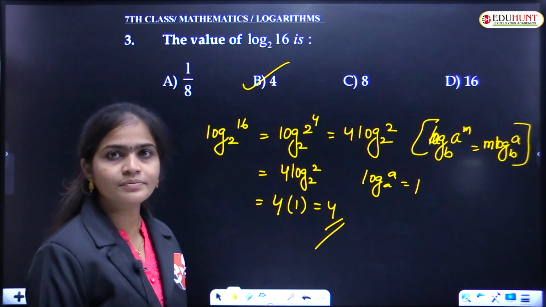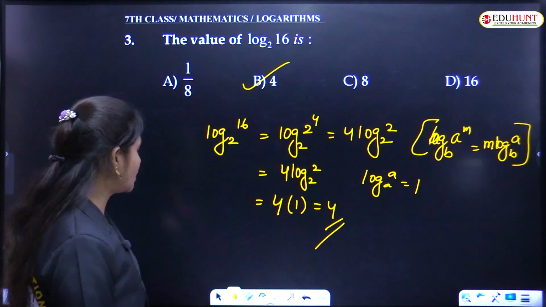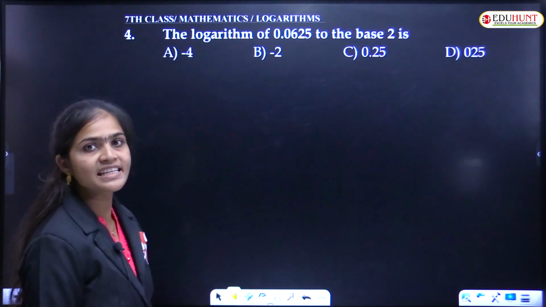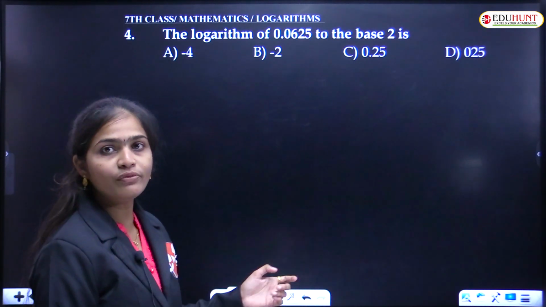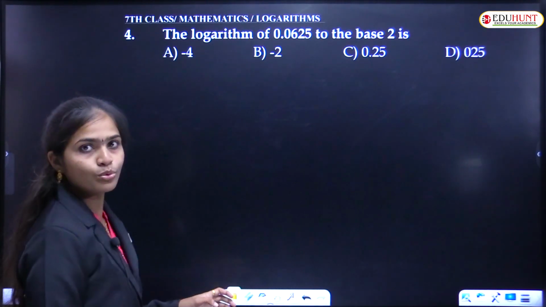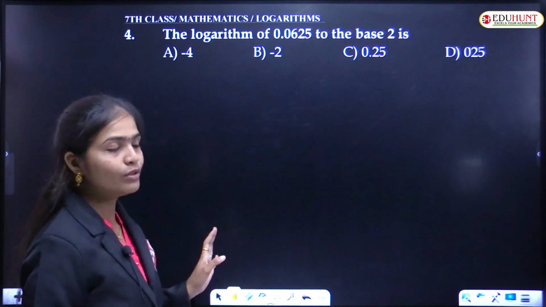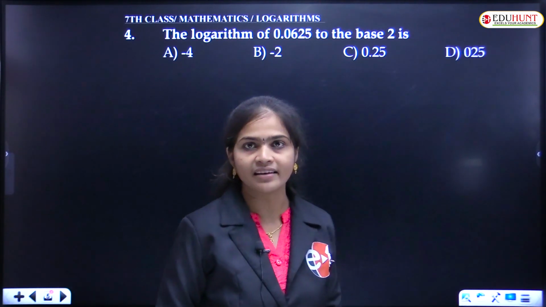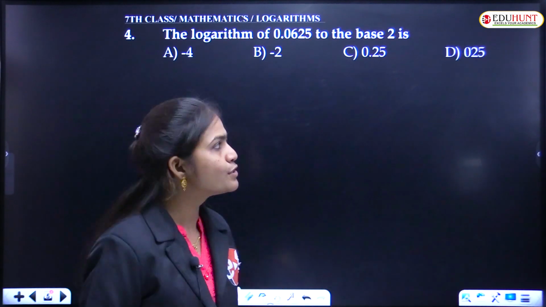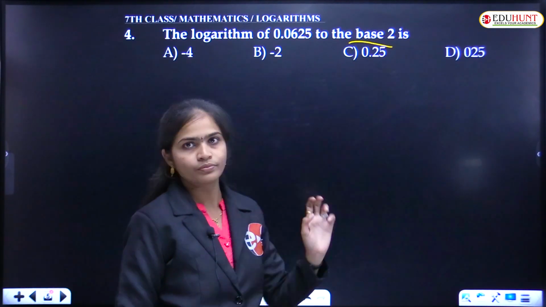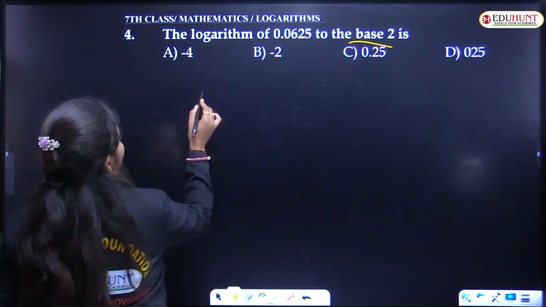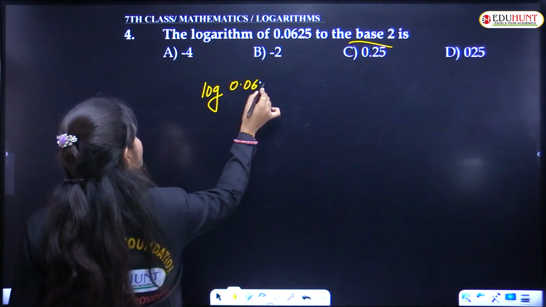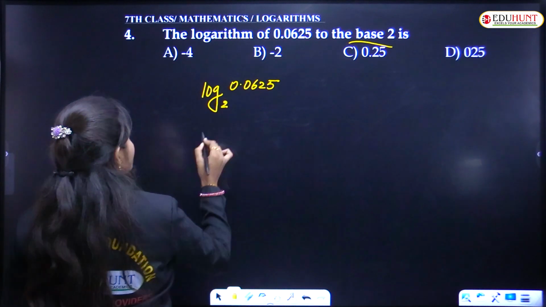Okay, children, am I clear? Yes. Let us see the next question. The logarithm of 0.0625, we need to find its value to the base 2. Here they have given the base also. Generally if no base is given, we have to consider it as 10; I told you that in the first video, right? So that's why here they gave the base as 2. Logarithm of 0.0625 to the base 2.